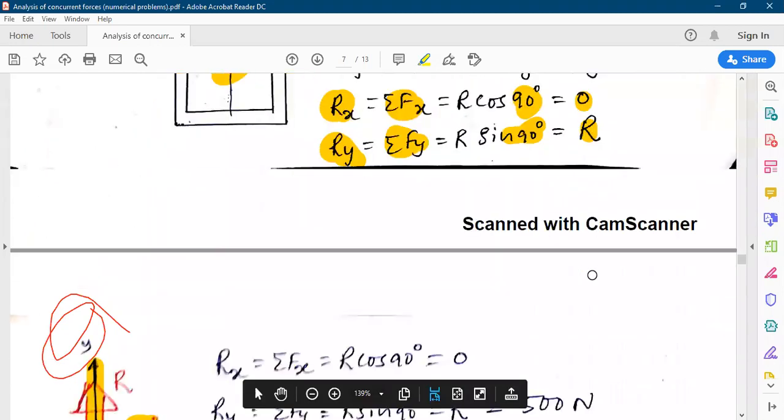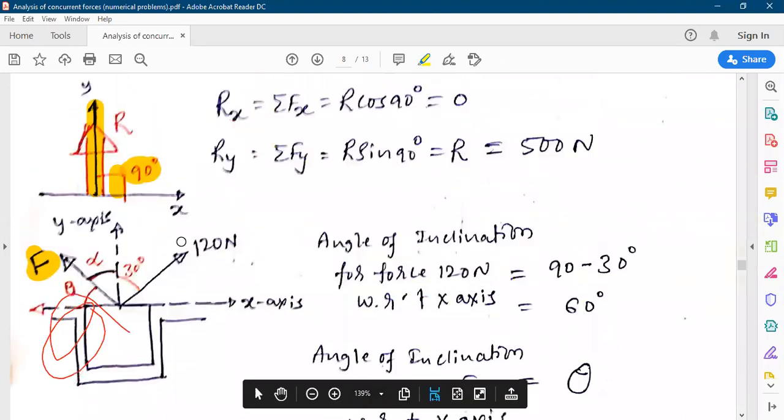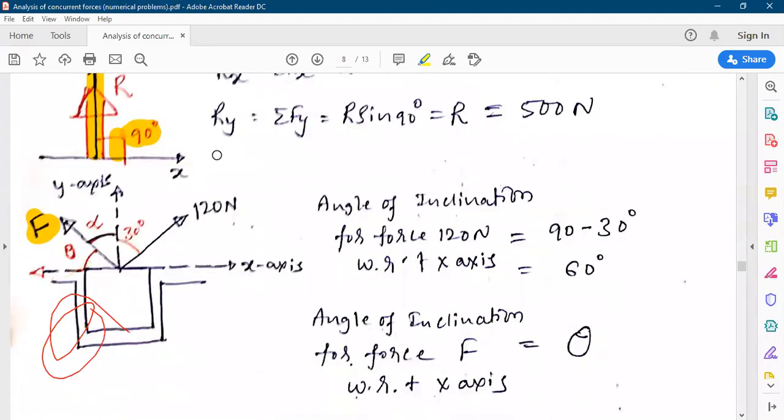With these two equations, now we can solve for the unknown force F. So here Rx is equal to 0, and similarly Ry is equal to R, so R is equal to 500 Newton.